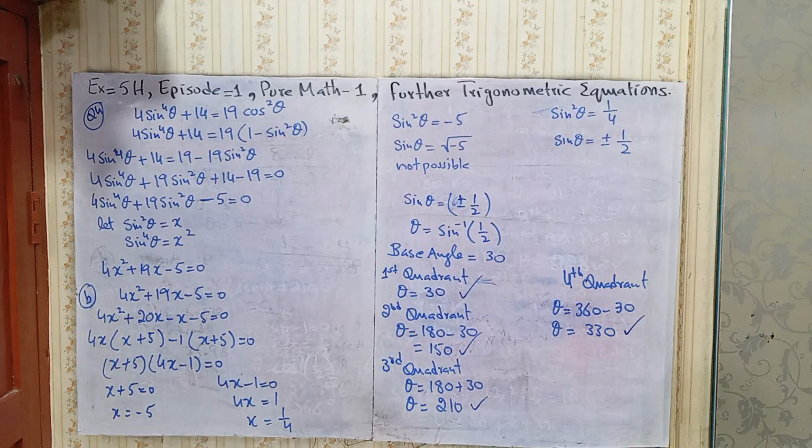So this is how you will do the question number 4 of the exercise 5H, and I hope you understand this. This is our first episode on the exercise 5H. We are solving the course book of the Pure Maths 1. The topic of this exercise is further trigonometric equations. The topic of this chapter is trigonometry. This is Cambridge International AS and A Levels Mathematics 9709 paper 1. My name is Farhan Mazhar and I am from Sargodha, Pakistan.